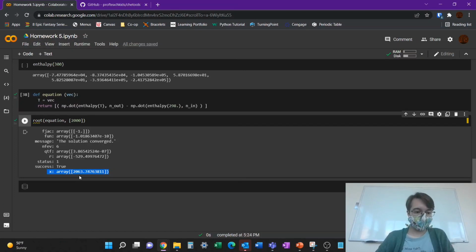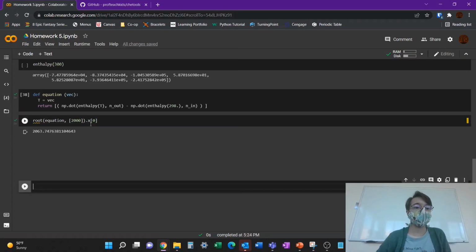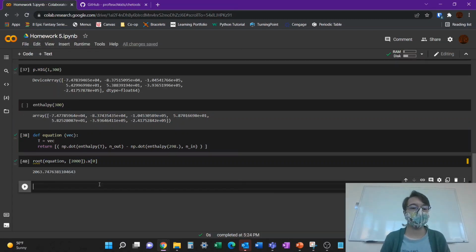So if we want to pull out just this, we can do dot x and then grab the first term of that array, like that. Pull out this. So this is what the temperature of our flame is going to be. And we could put this inside of another variable if we wanted to use it for further analysis, further problems. We don't need it for this problem, so I'm just going to leave it there. But yeah, so the temperature of our flame is going to be about 2063 Kelvin.